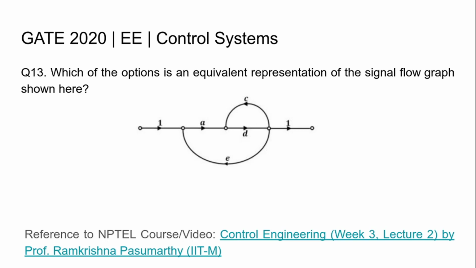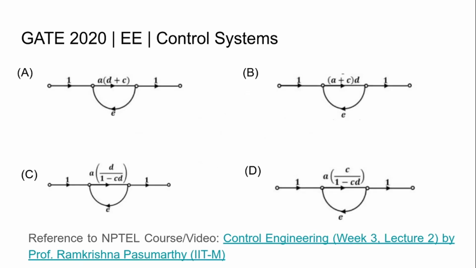Hello everyone. We are given the signal flow graph of a system and are asked to find the equivalent representation. These are the options given.